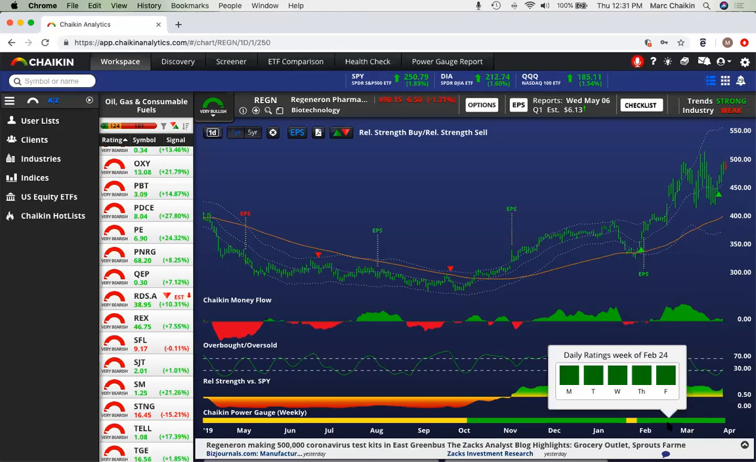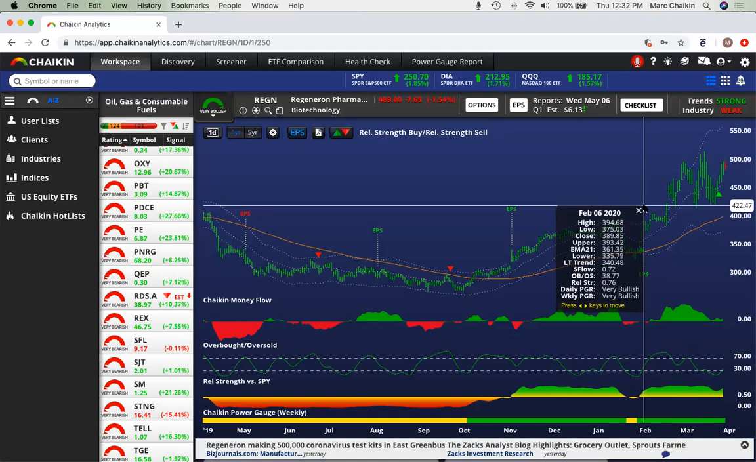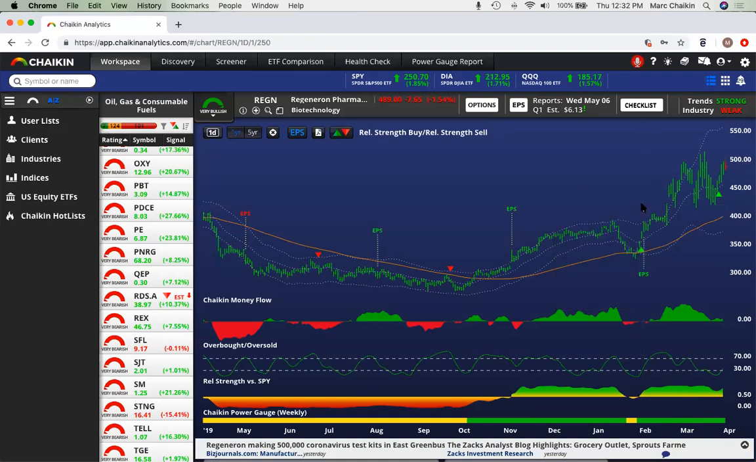It's not dependent on the power gauge rating, but I like to see the power gauge rating confirm it. A relative strength buy signal is triggered when a stock that has been outperforming the market, so this relative strength indicator is green, above 60, moves from below its 21-day average to above its 21-day average. And this is a 21-day exponential. There are a couple of other conditions, but that in general is what triggers the signal. So it's a very simple concept.